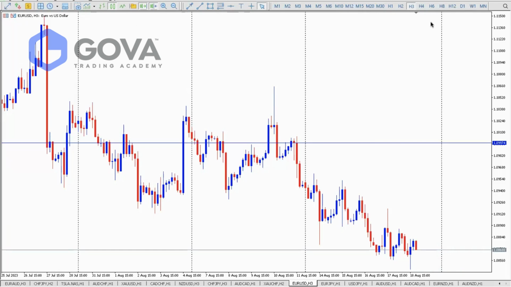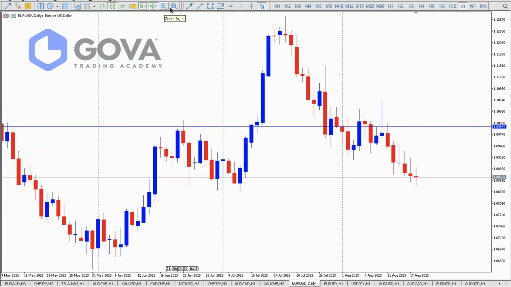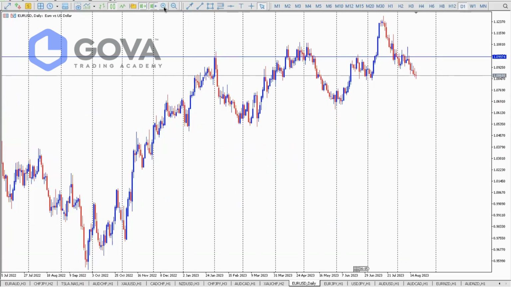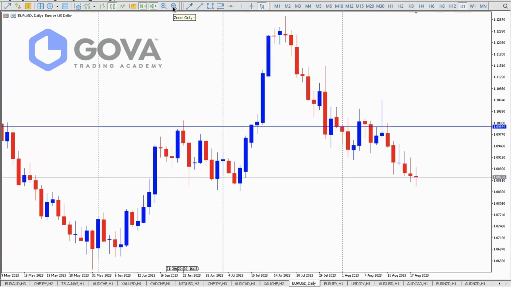is to switch back to the D1 time frame. Now, when you switch back to the D1 time frame, and if your candlestick is like this, zoom it out a little bit. Don't zoom it out too much. Just zoom it out a little bit like this, it is okay.